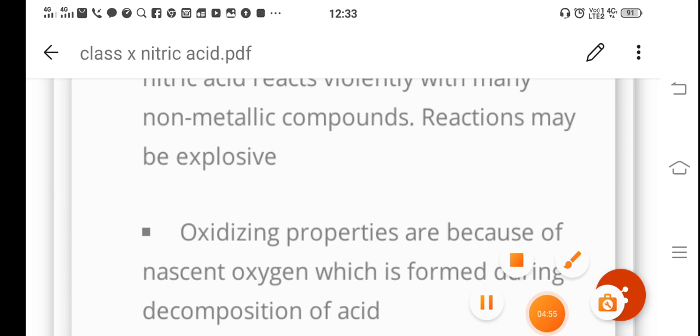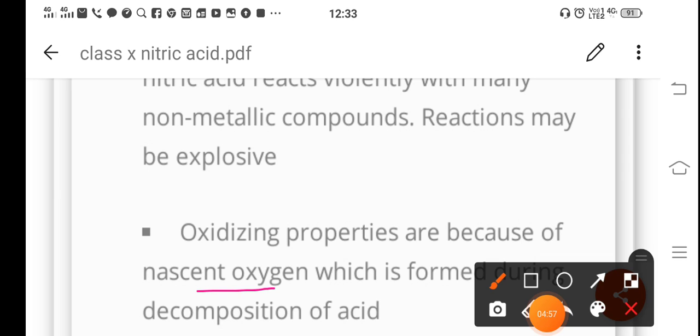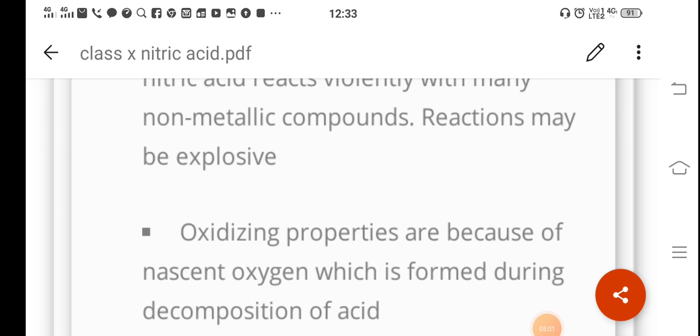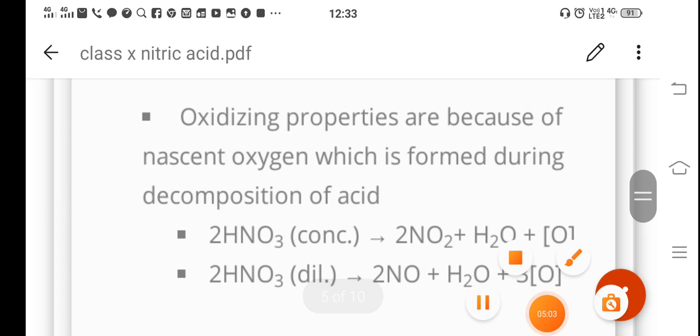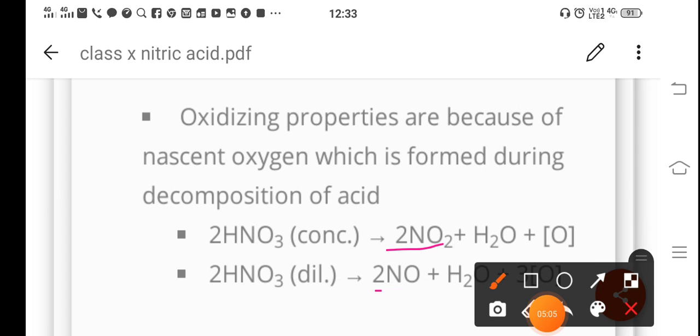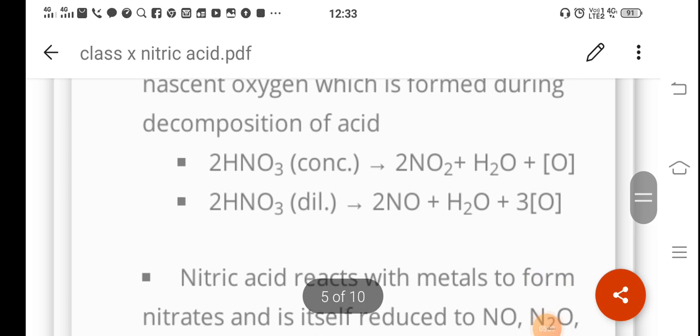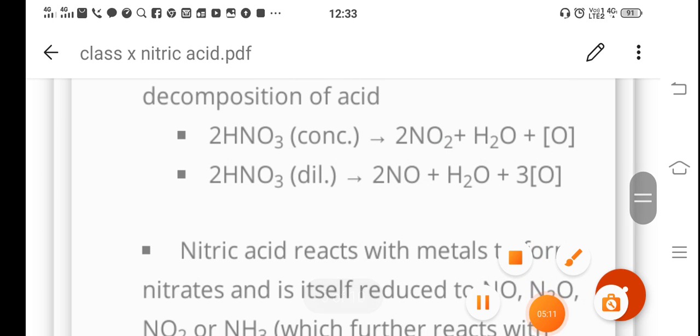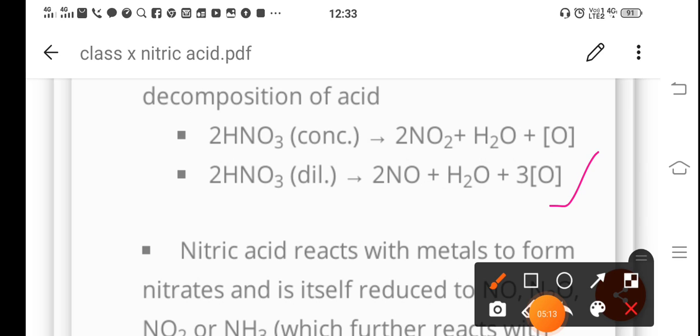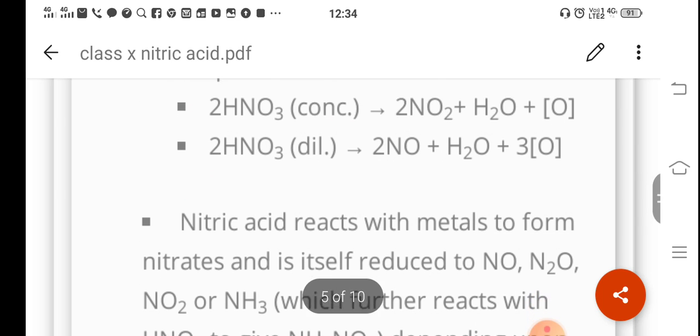Oxidizing property is because of the release of nascent oxygen, which is formed during the decomposition of the acid. Nitric acid itself decomposes to give oxides of nitrogen and nascent oxygen. So this presence of nascent oxygen gives it an explosive property and also makes it a strong oxidizing agent. It decomposes in both concentrated and dilute form to give nascent oxygen.